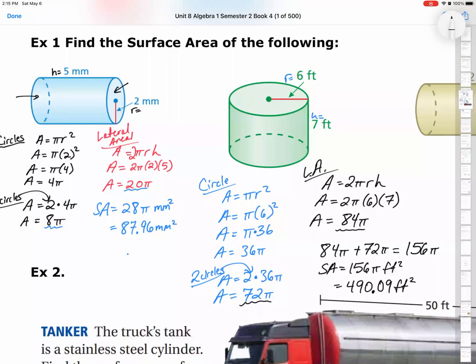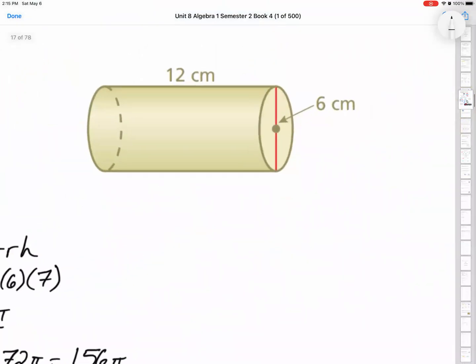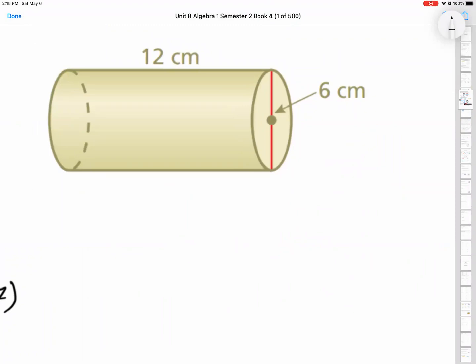All right, next up, what I would like for you guys to do is to give this one a fair shot, try it on your own. Now, just be careful because on this one, they actually give us the diameter. The diameter, when it shows that red line through the whole thing, that's our diameter. And so as a result, our radius, which is really what we need to use, is only half of that. So in reality, our radius is 3 that we're going to use.